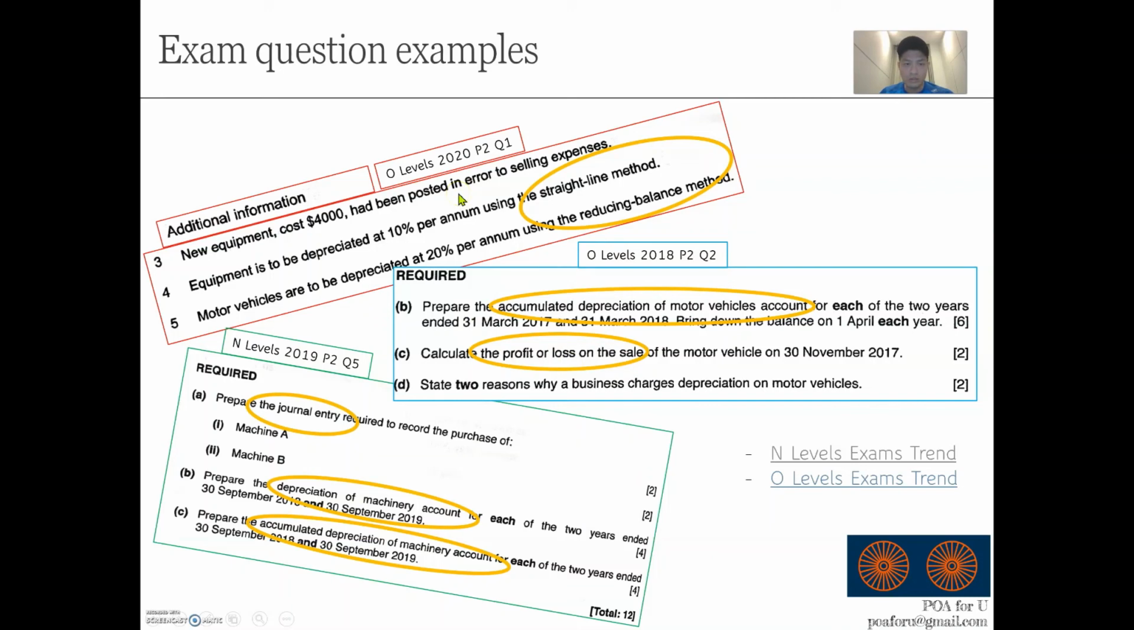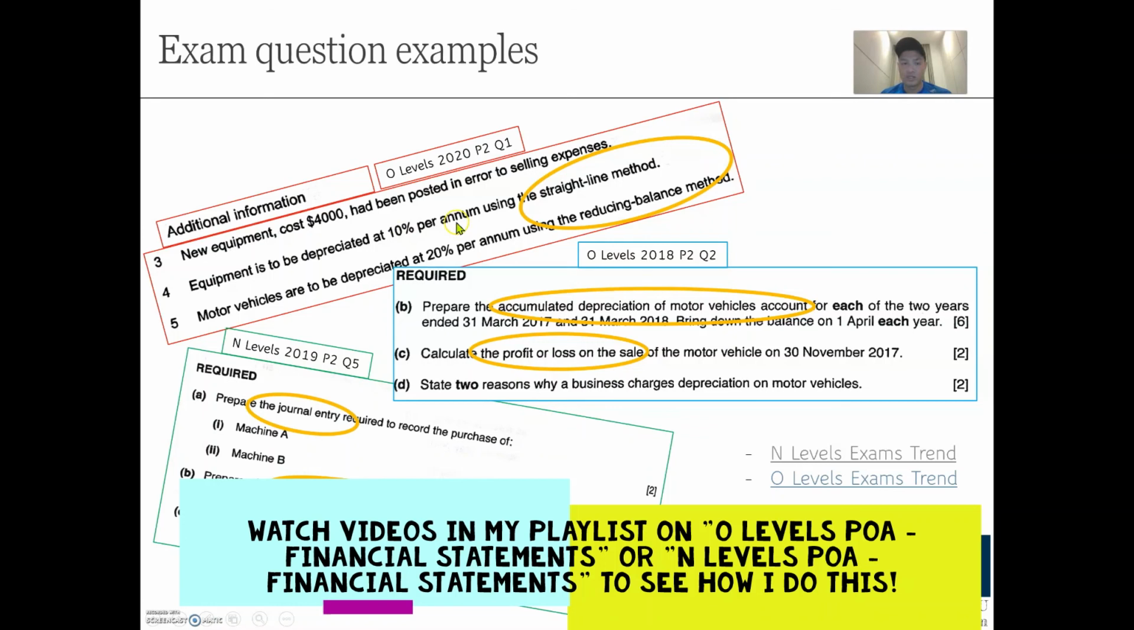Now there are also in O levels, especially before these depreciation adjustments or additional information, there's usually something that tells you, you bought a new equipment for 4,000 and it's incorrectly posted to selling expense. So you need to make sure you correct for this error before charging depreciation to this item. You can't just take the cost of the equipment balance from the trial balance. You've got to add this 4,000 before you hit the straight line method of 10% times the new cost of the asset, which includes this 4,000.